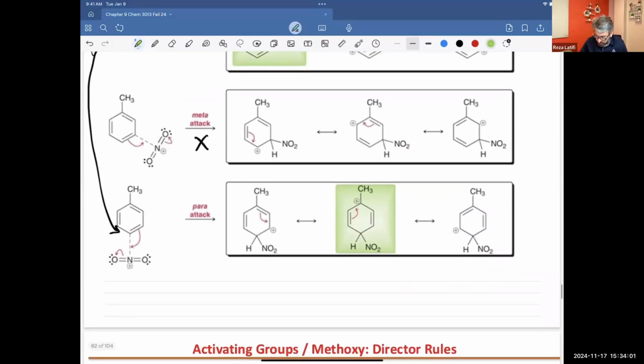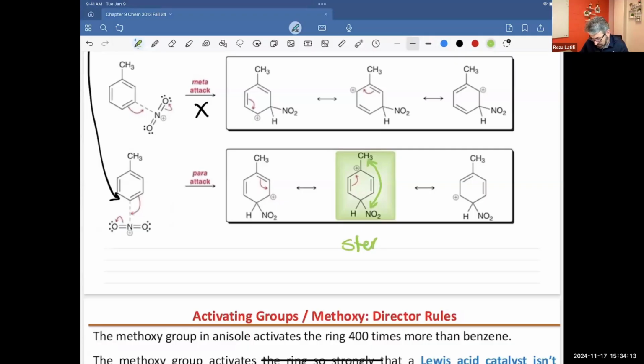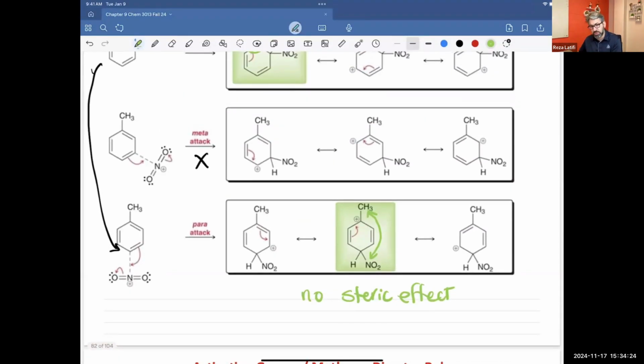Well, on the para, they are way far from each other, 180 degrees apart. And so I'm going to say the para position does not have a steric effect. We are not dealing with that one, okay? So no steric effect when it comes to the para attack. So para attack should be the most favored one, and yes, the para is more favored because it doesn't have a steric effect.